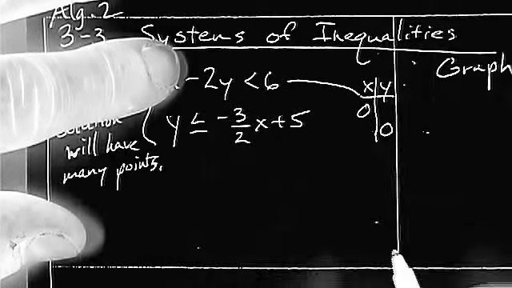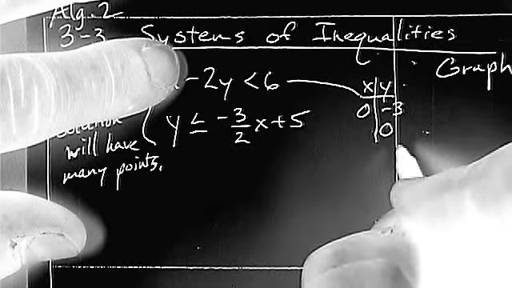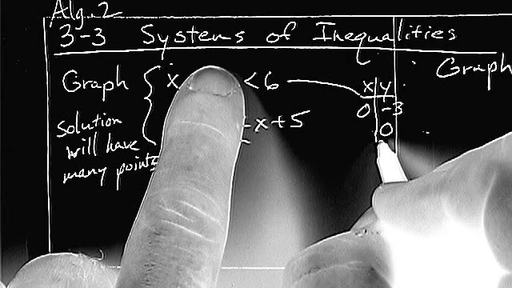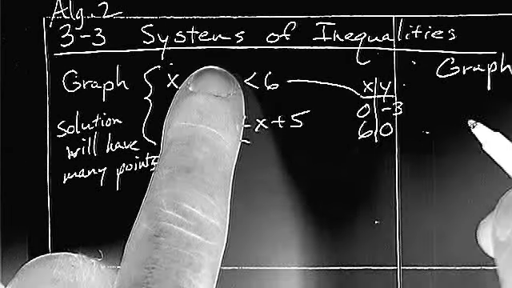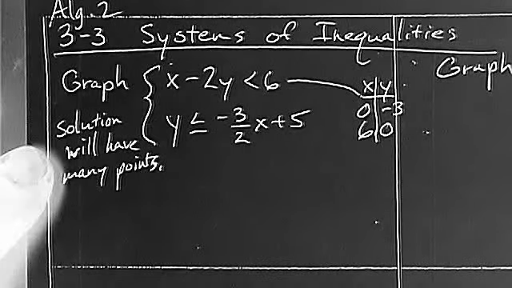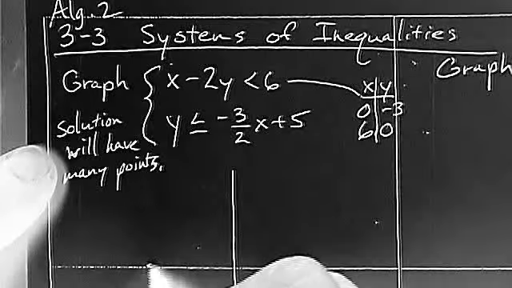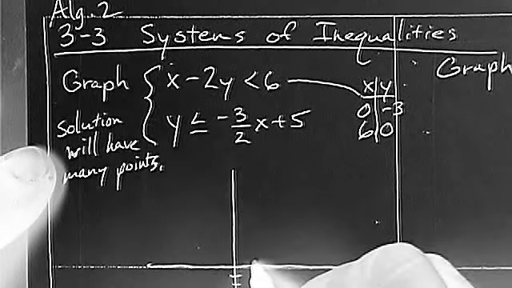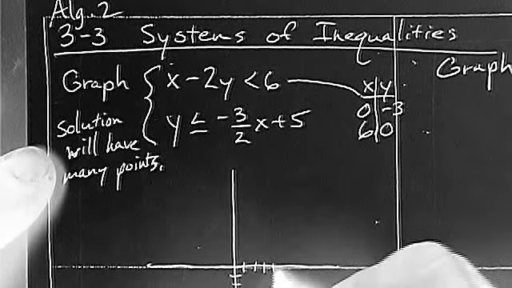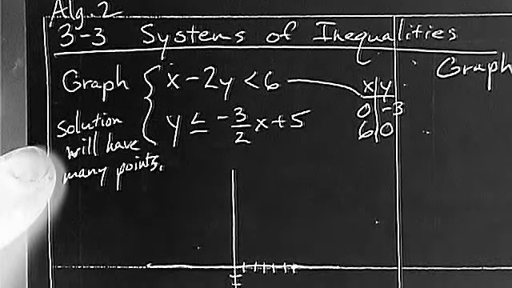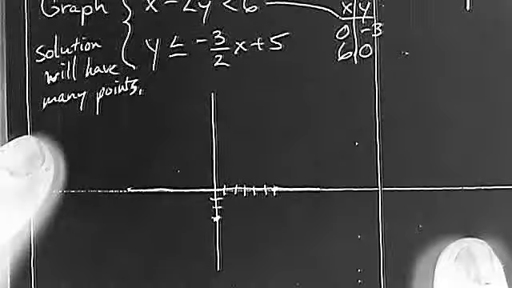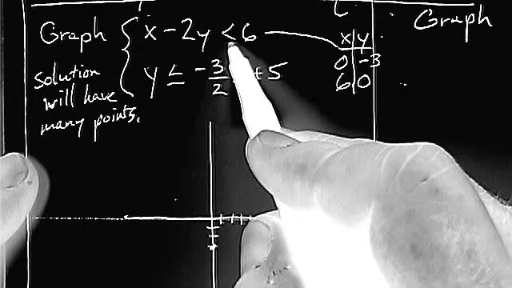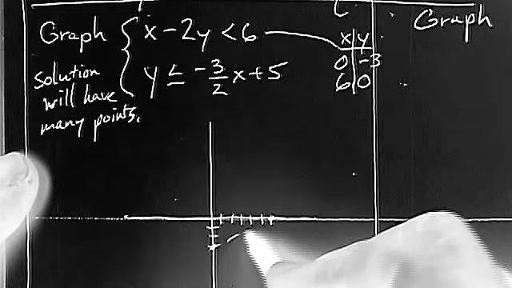So 6 divided by negative 2 is negative 3. When you plug 0 in for y to find the x-intercept, of course you find out that it's 6. All right, I'm covering those up because they become 0. So on my graph, I have 0, negative 3, and 6, 0. Now, I'm not going to graph a solid line. Because this is not equal to, I'm going to draw the dashed line.